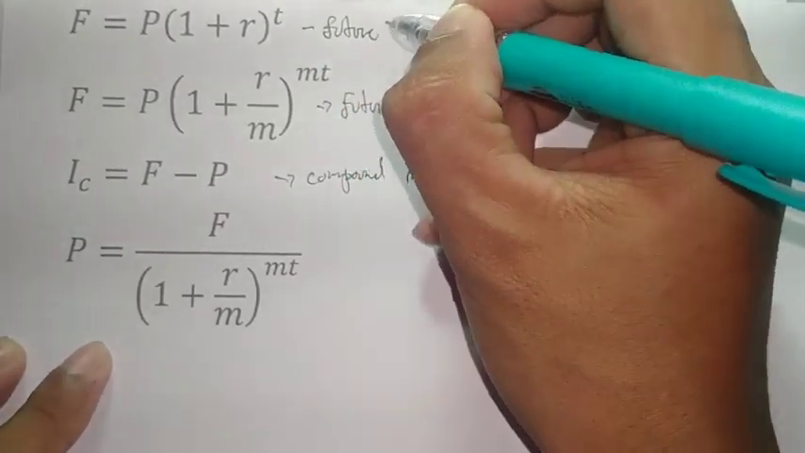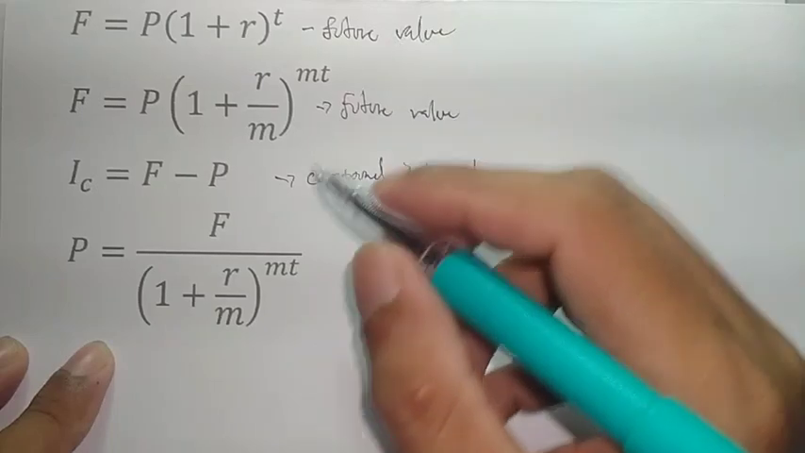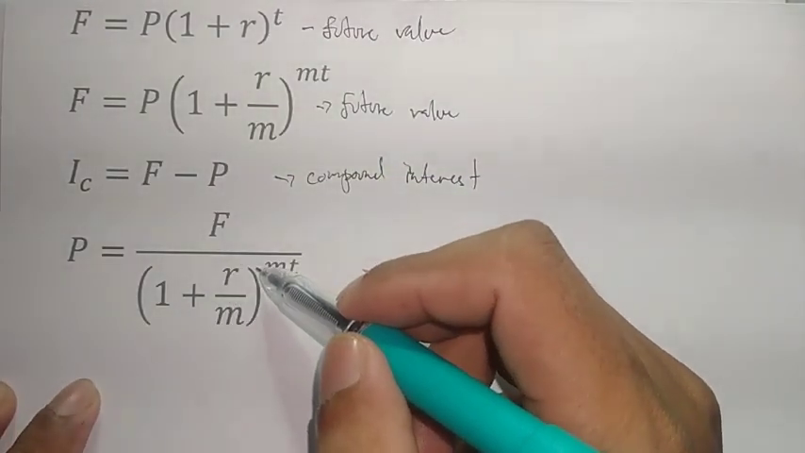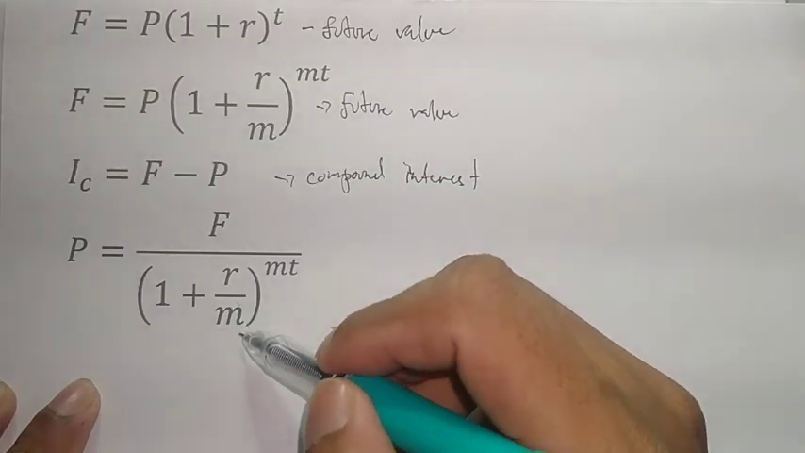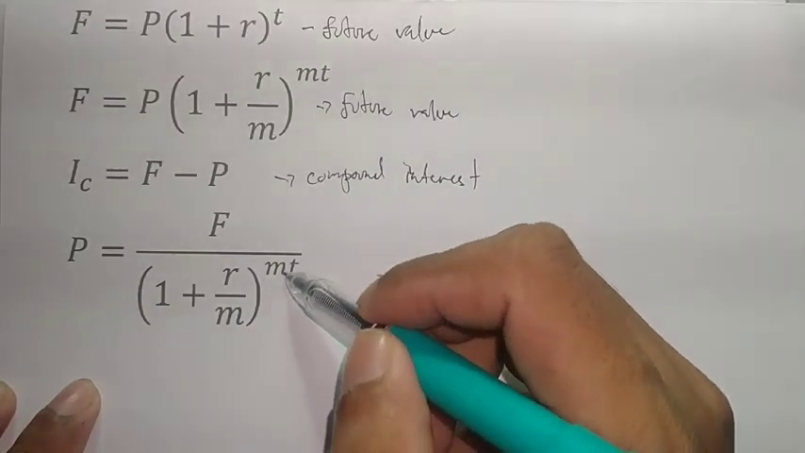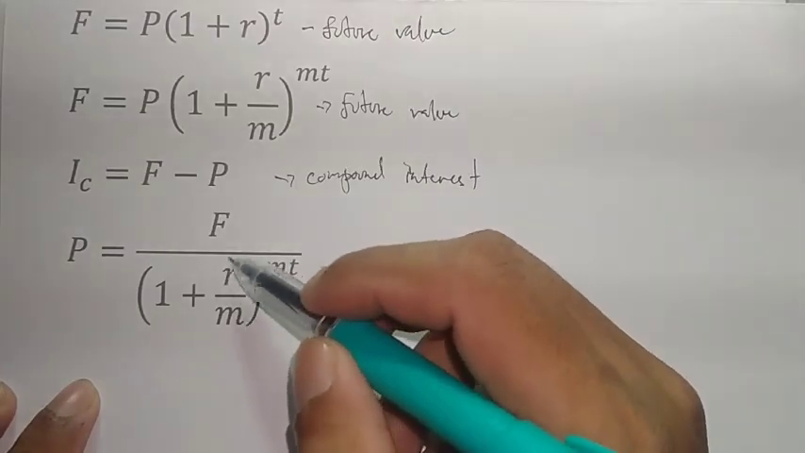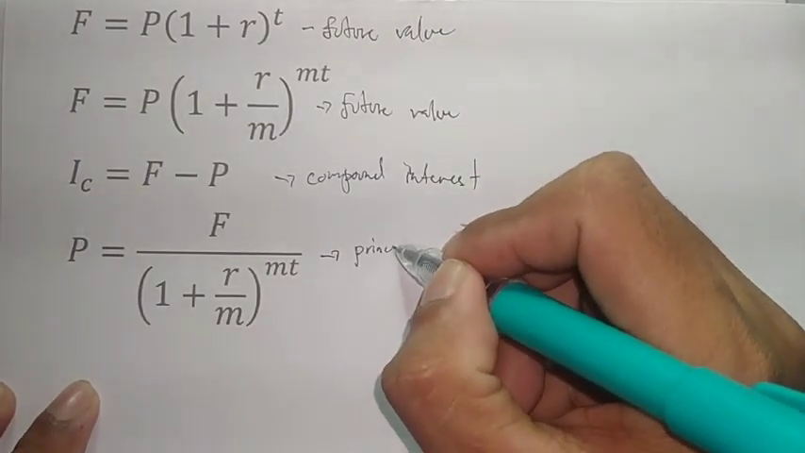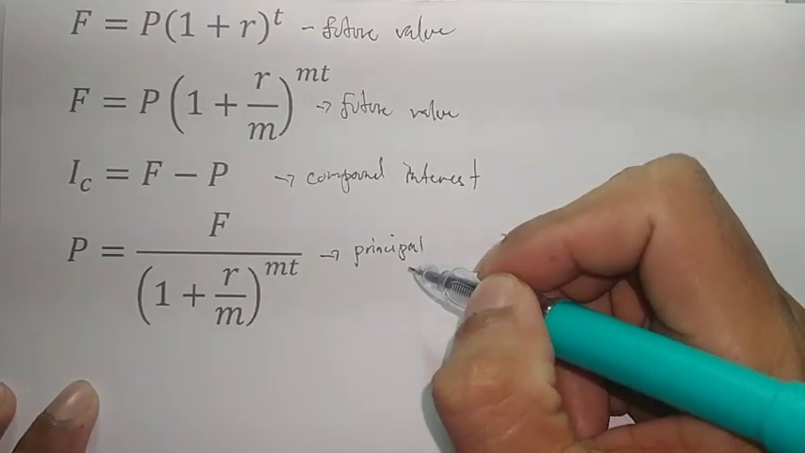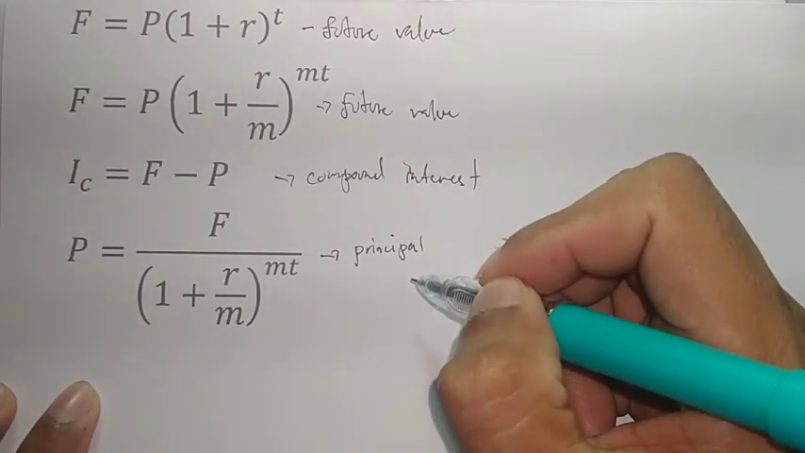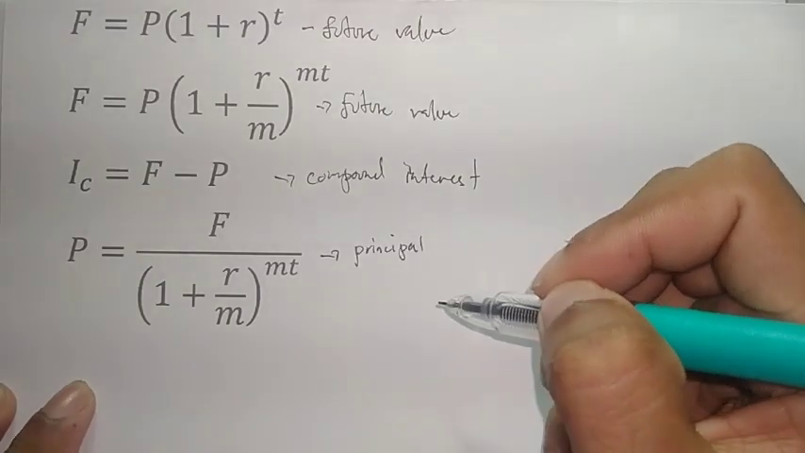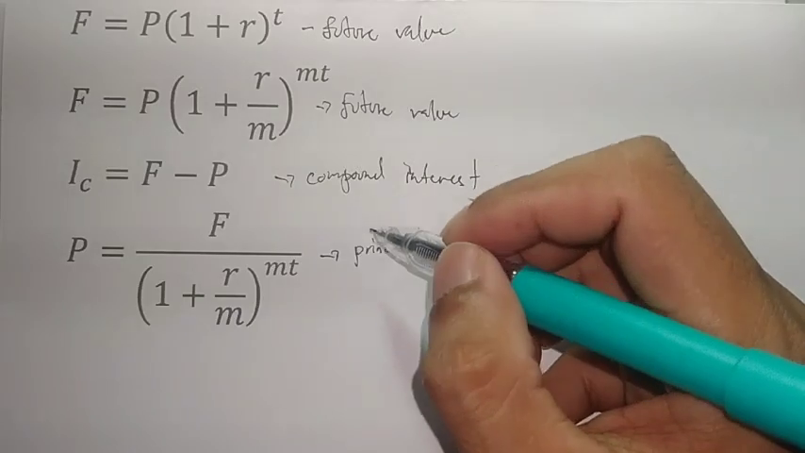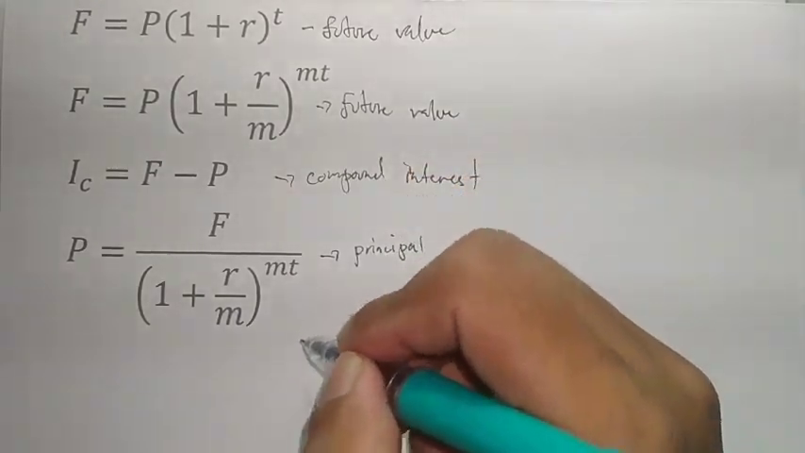Okay, so while this formula below, P equals F over the quantity 1 plus R over M, close parenthesis raised to MT. This formula is used when we are looking for the principal amount, the money invested or the money borrowed in a compound interest environment. Okay, so let's discuss first about the compounding period or the M.